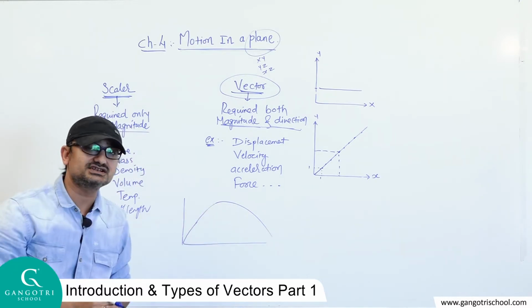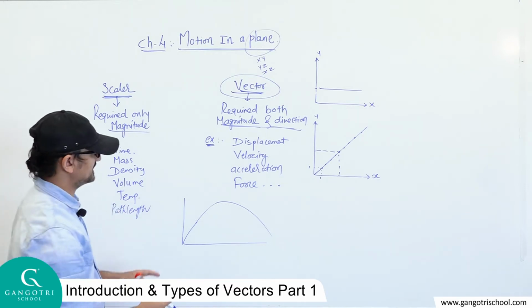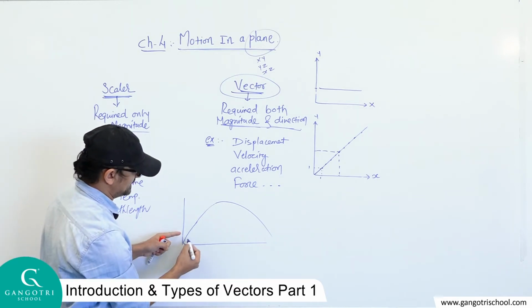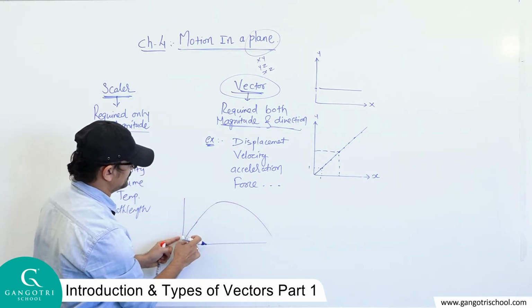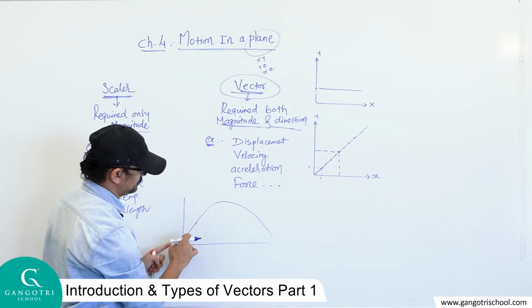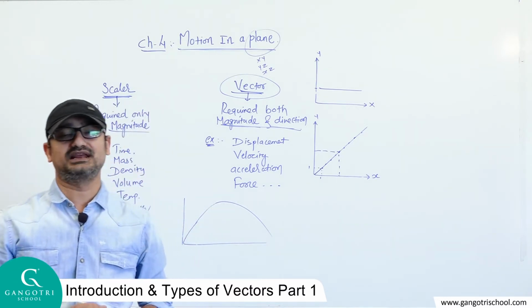How can we say whether it's a one dimensional, two dimensional, or three dimensional motion? Definitely we can check through the coordinates. During the motion its x coordinate will change as well as its y coordinate will also change. So it's a case of two dimensional motion, motion in a plane.